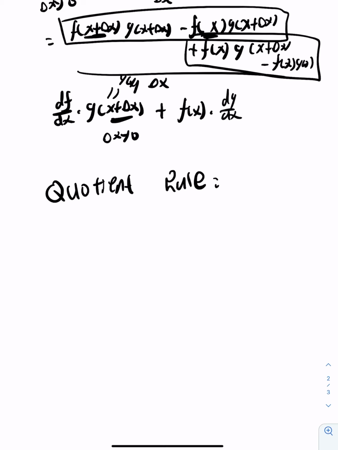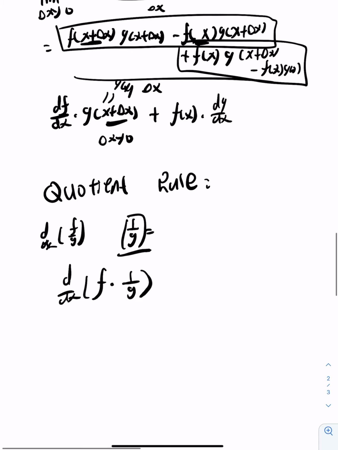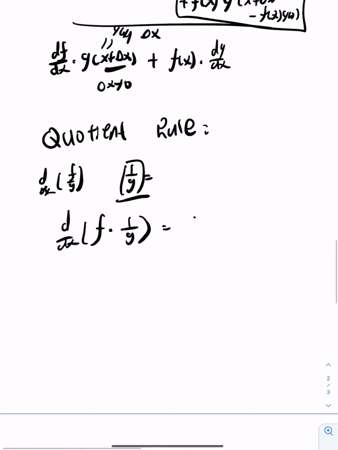And the quotient rule is very similar. Take d/dx of f over g. We can treat 1 over g as a function, so it is very similar to the product rule. So we have this, and now we can prove that it is equal to f' g minus g' f, divided by g squared. It is pretty simple. I'm just too late.